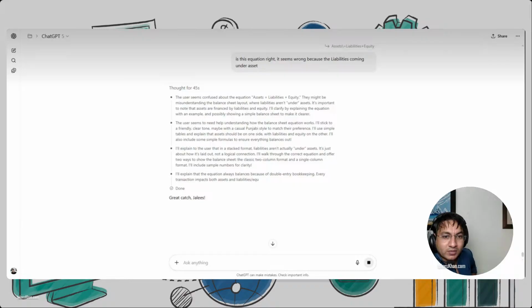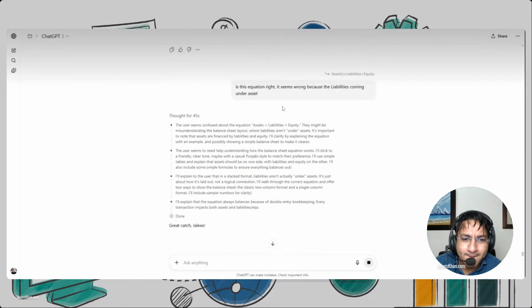Okay. So explain that assets should be on one side and liabilities. I will include simple formulas to ensure everything balances out. I will explain to the user that in a stacked format, liabilities aren't actually under assets. It's just about, my browser is really, it's hanging, and because it's become too long, I think so. That's why.